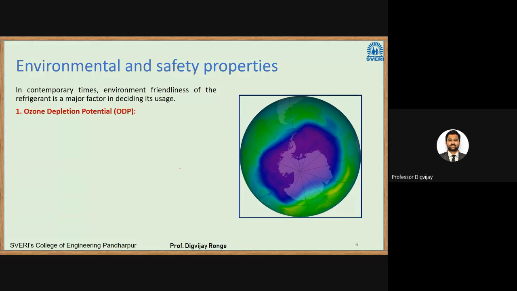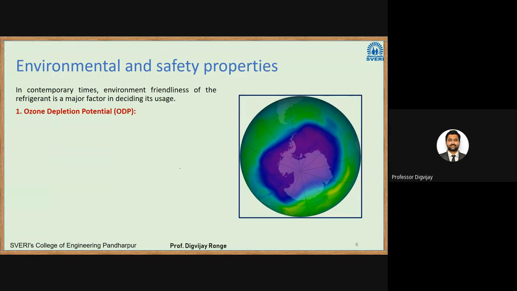So we have the ozone layer in the stratosphere. As we have studied in school days, what are the layers of the atmosphere? What we are living in is the troposphere. The troposphere lies up to 10 kilometers. After the troposphere, we have the stratosphere. In the stratosphere, we have this ozone layer.